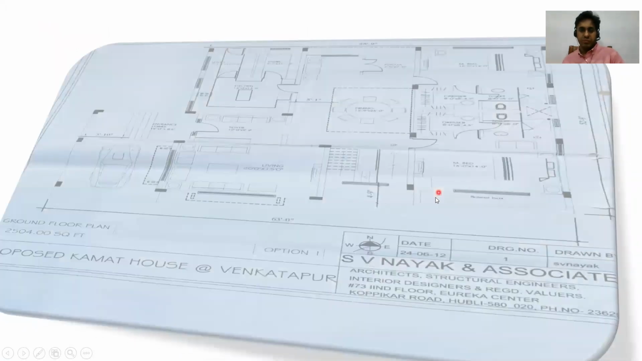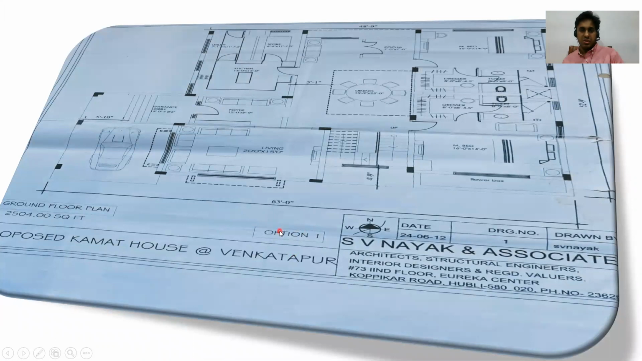So this is another option given here, right? Again, you're making an entry from here. You're going to park your vehicle here. You have a living room here, a kitchen here. Then there is a small puja room here. You have a dining here, and a staircase here.